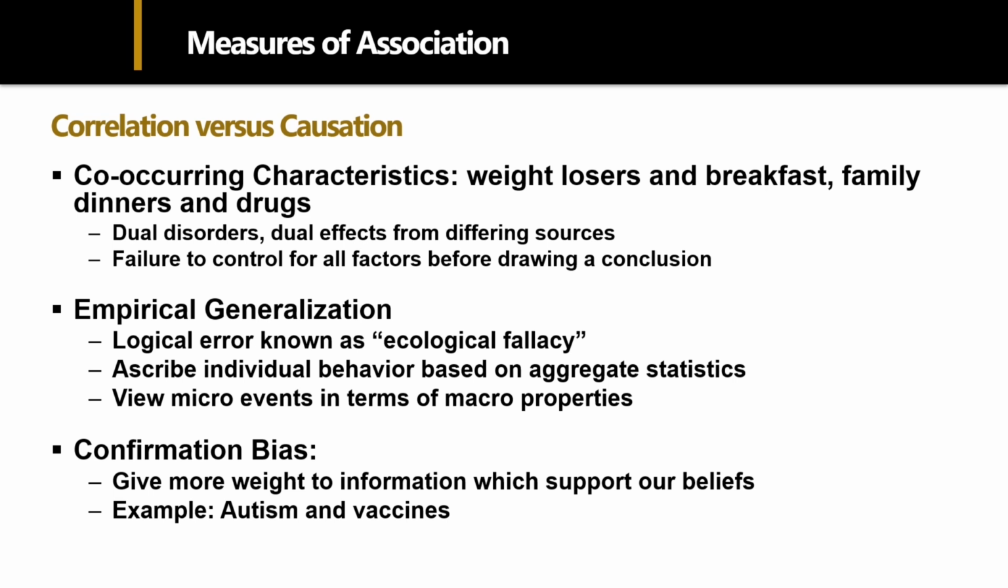There's the empirical generalization as well. This is sometimes known in philosophy as an ecological fallacy. It's where you ascribe an individual behavior based off of some aggregate statistics. It certainly is an important perspective to have, but care needs to be taken to state individuals acquiring any characteristic from a larger group. This can be thought of as a macro property given to some micro event.